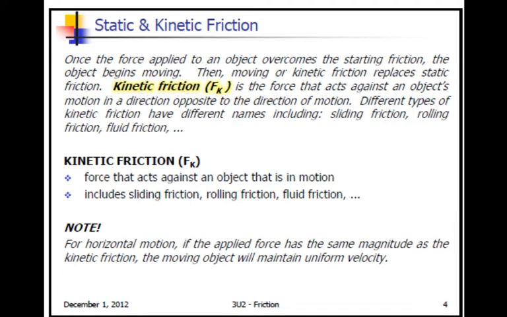So once it's starting to move, we have kinetic friction. And kinetic friction is the friction force that acts against an object that is currently in motion. There are different types of kinetic friction. Sometimes we call it sliding friction, rolling friction, or fluid friction. They could also just be considered under the umbrella of kinetic friction. So again, it's a force that acts against an object that is in motion. It is always less than or equal to the static friction.